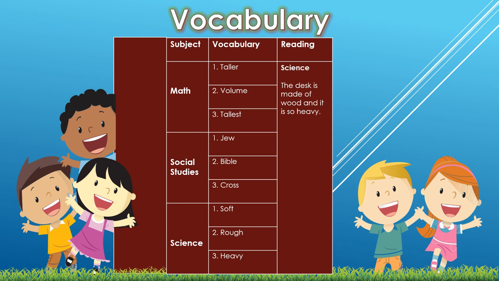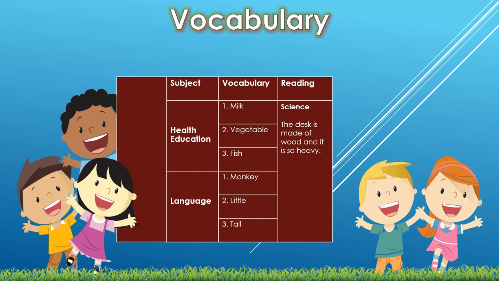Science. Number one. Soft. Soft. Number two. Rough. Rough. Number three. Heavy. Heavy. Health education. Number one. Milk. Milk. Number two. Vegetable. Vegetable. Number three. Fish. Fish. Language. Number one. Monkey. Monkey. Number two. Little. Little. Number three. Tall. Tall.